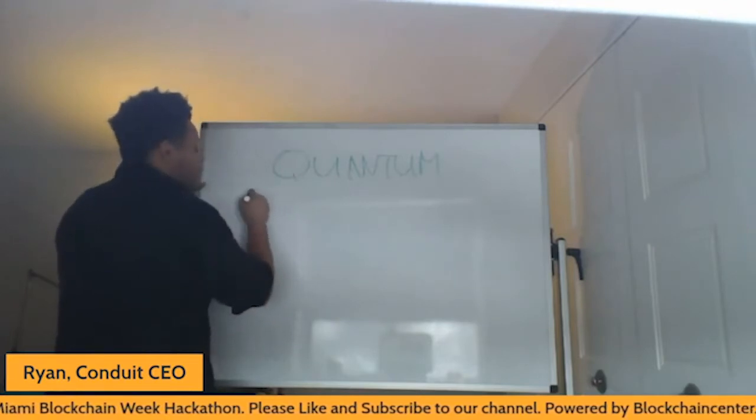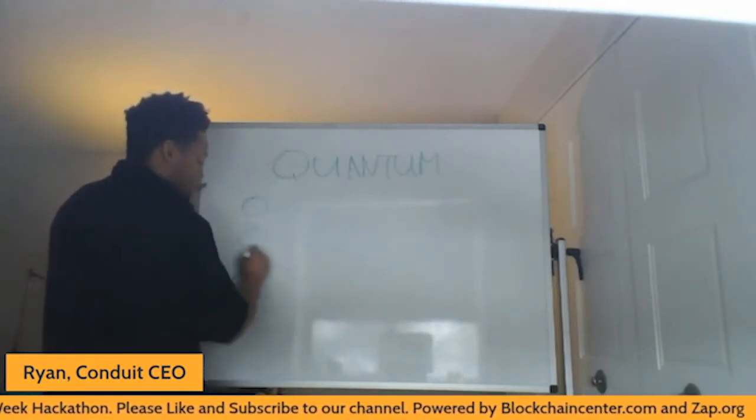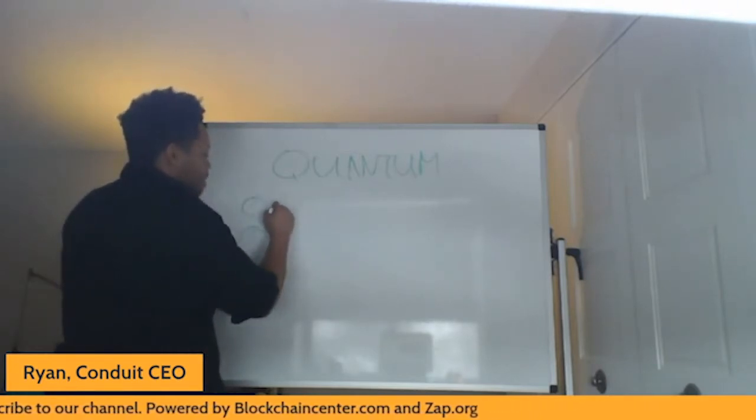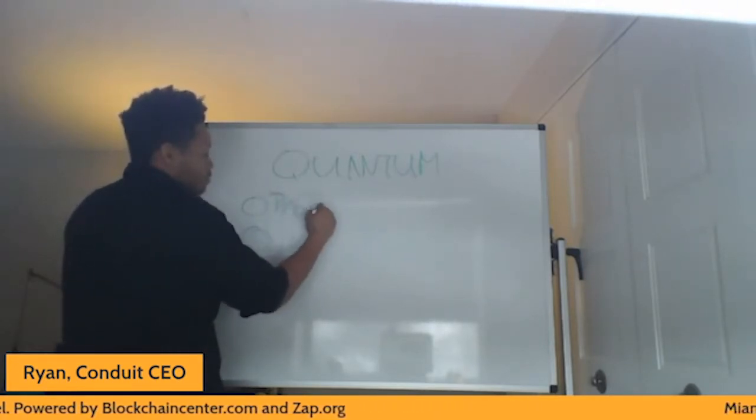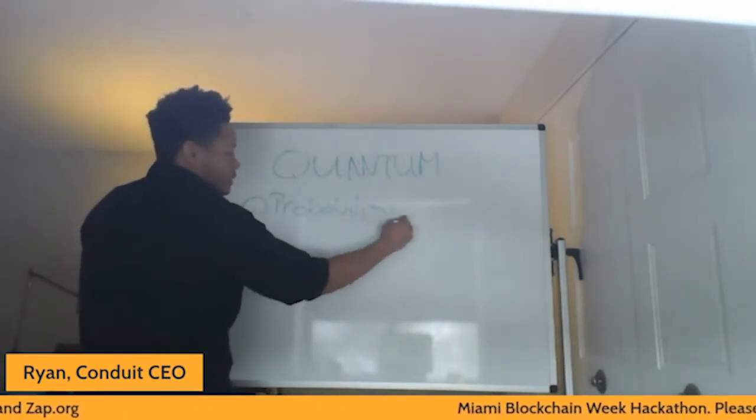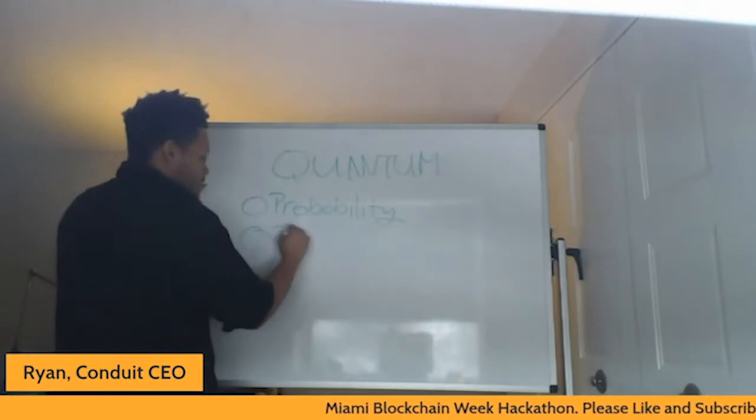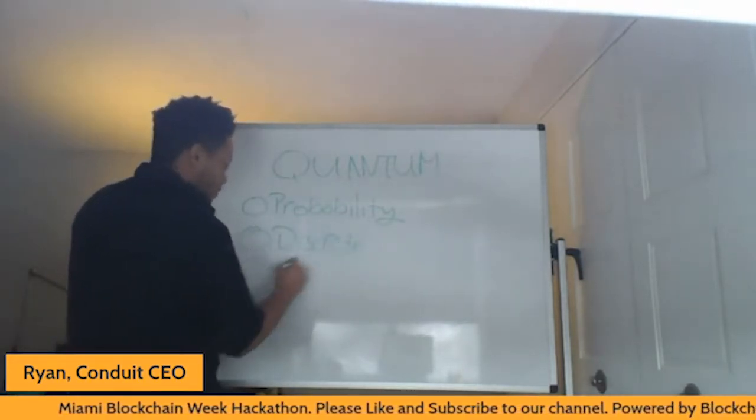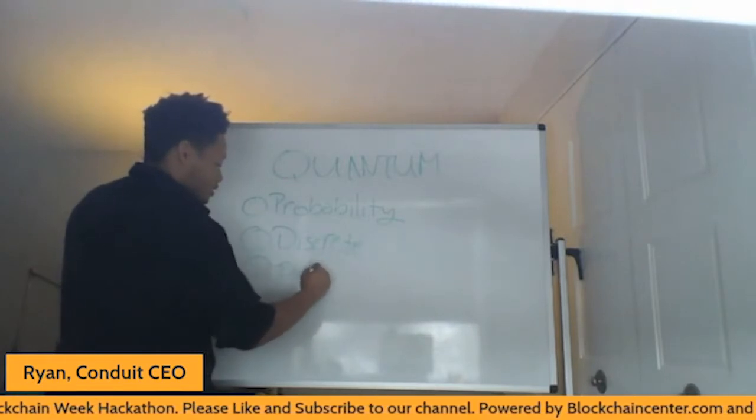So quantum has three major components, okay? So first, it has what's called a probabilistic nature. So it's probability. And I'll talk about what all these things mean in a second. So we have probability. Then you have discreteness. So I'll just say discrete. And then you have something that's really interesting called superposition.